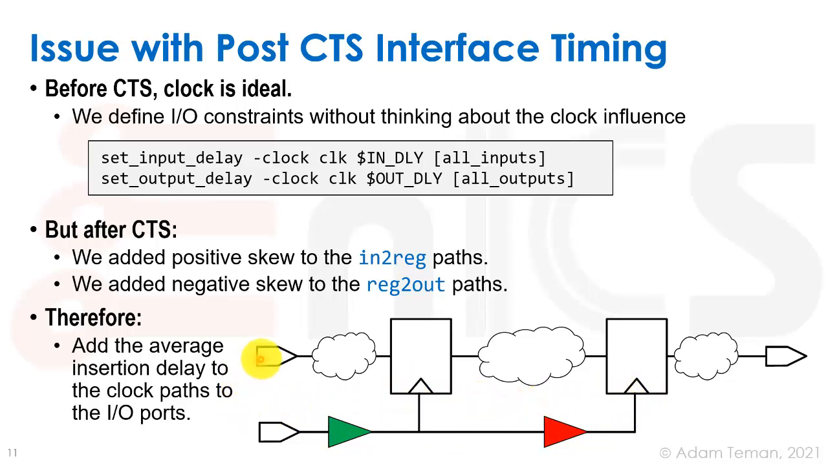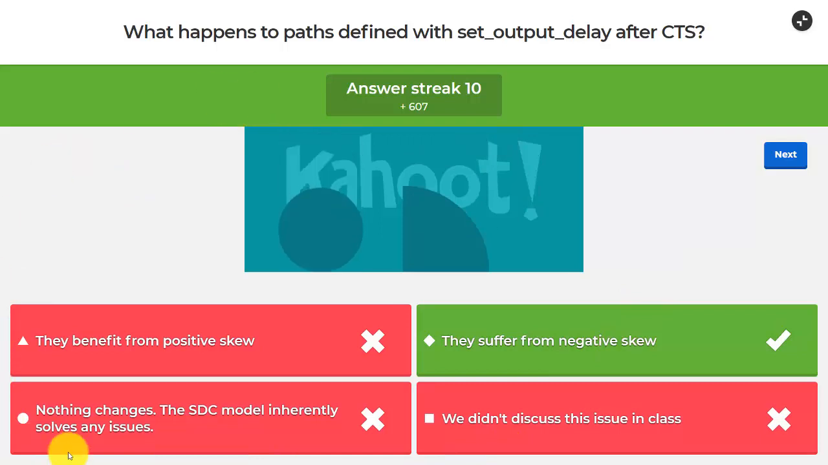I think the real way to do it is to set max delay from inputs to registers, set max delay from registers to outputs, and know what you want to have here for your delay according to the top level design and so forth. That's the way you should do it, and that will get you to the right thing independent of inserting the real propagated clock. So the answer is that they don't, when we're talking about outputs, right? They don't benefit from positive skew; they suffer from negative skew. That's the answer to that question.